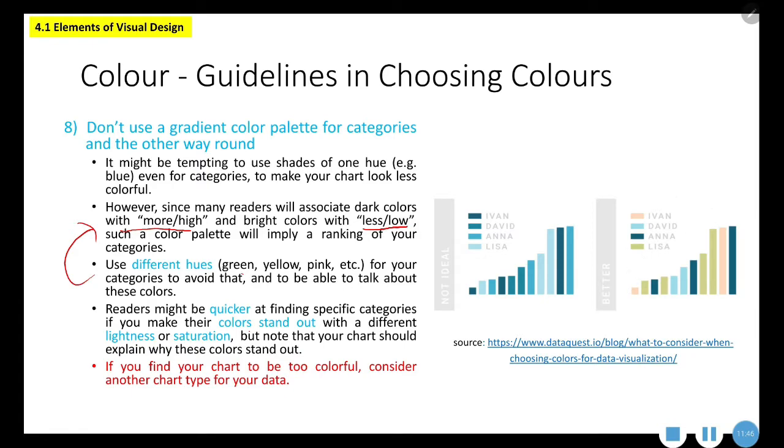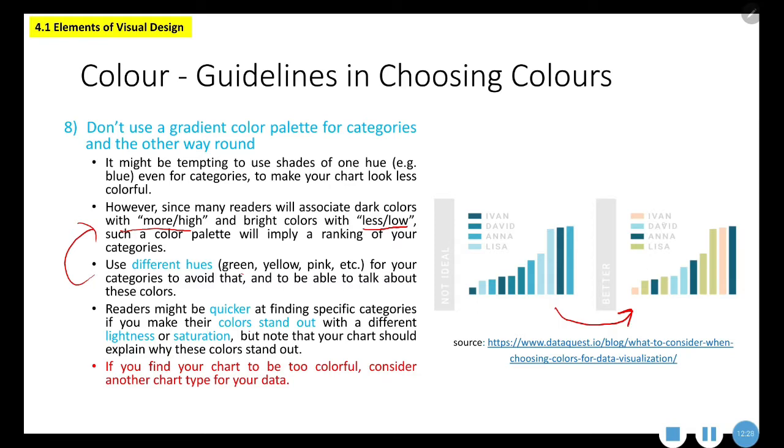Okay, so this is not ideal because you just use one hue color, but then you showed the color by its tone, by the gradient of the blue color. So it is actually implying that Ivan has both higher and lower values. It is better to use one color to represent one person, but as we know, we shall not use more than 6 colors.